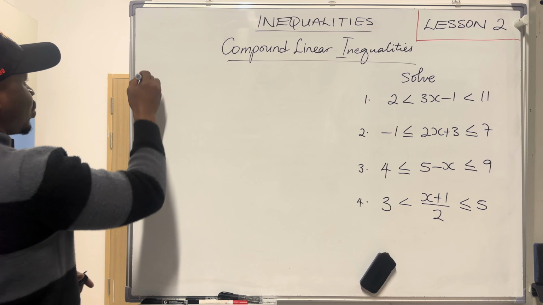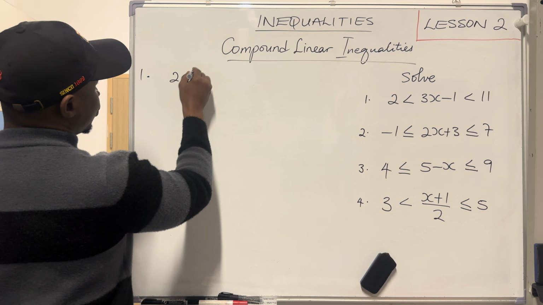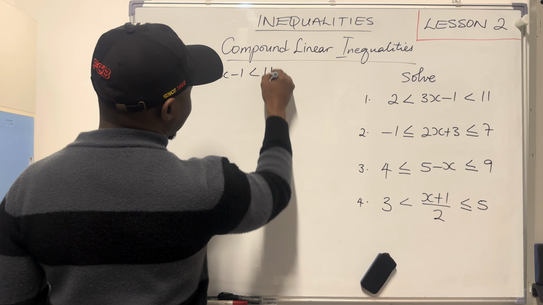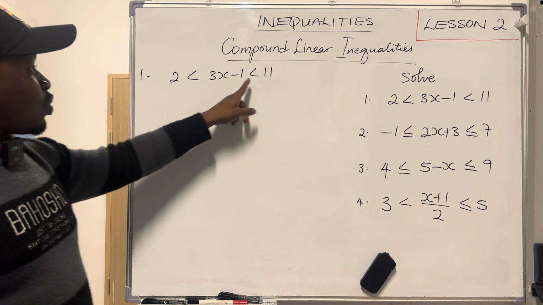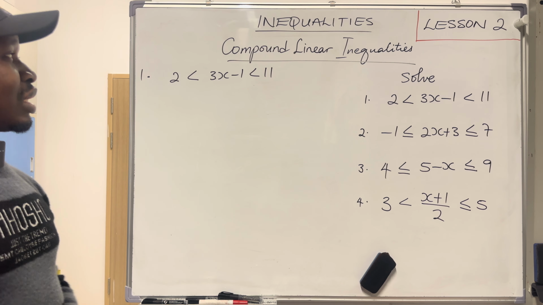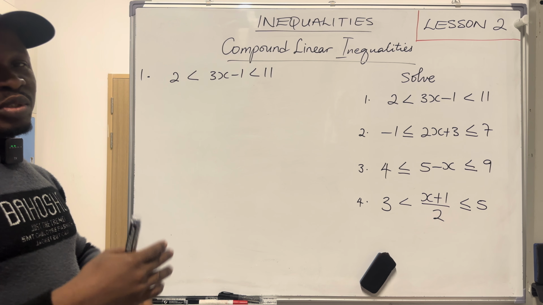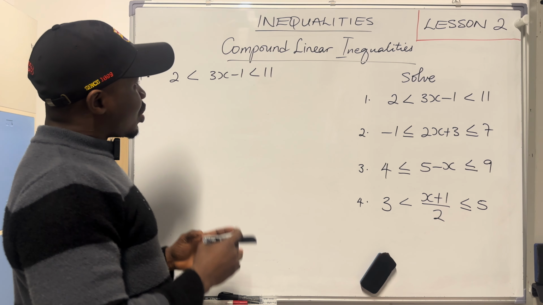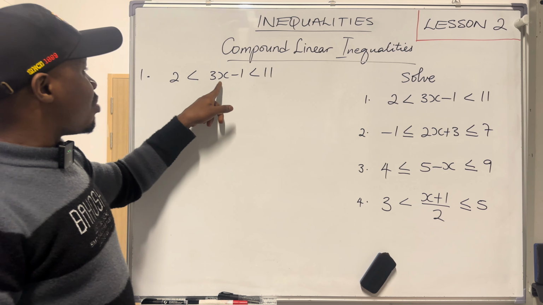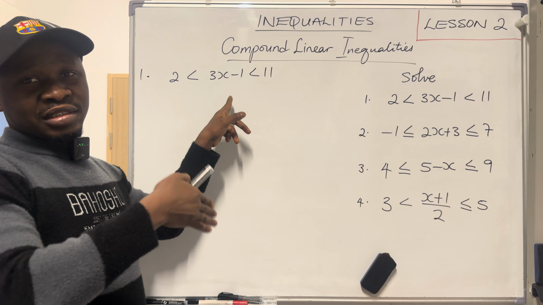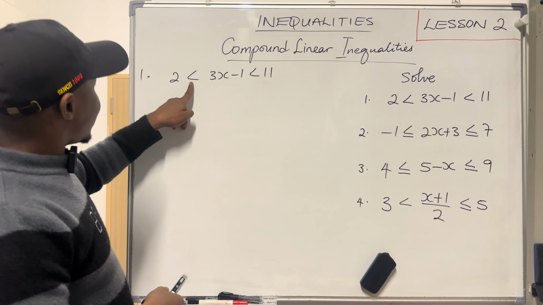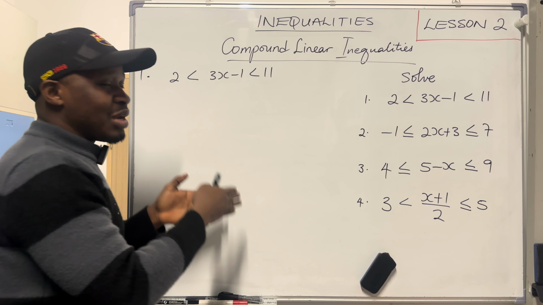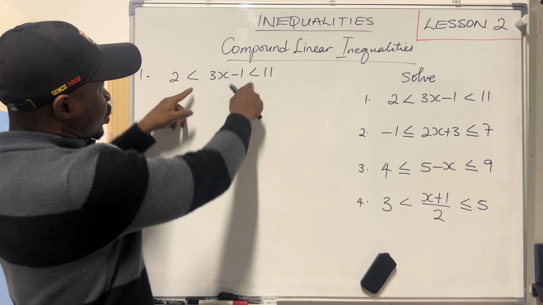All right. So the first one says 2 less than 3x minus 1 less than 11. We have two ways to do this one, but the other way will take us more steps, and more steps will attract more time. So basically we want the variable to stand between the two symbols. We have this symbol, we have this. At the end of the process, this x is supposed to be between the two symbols.